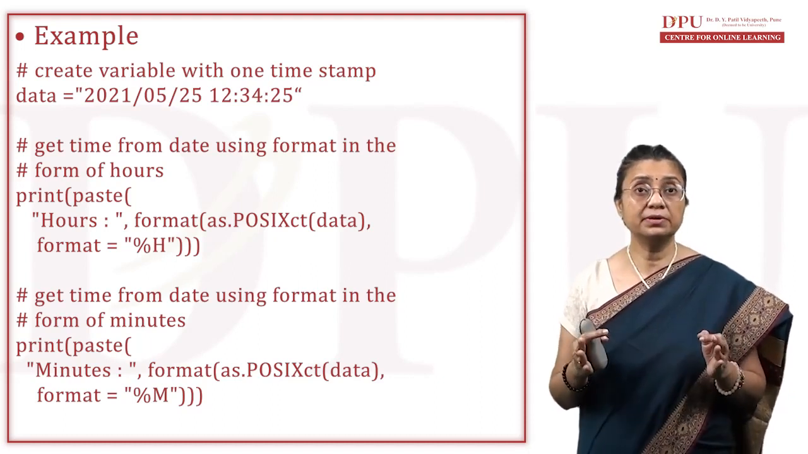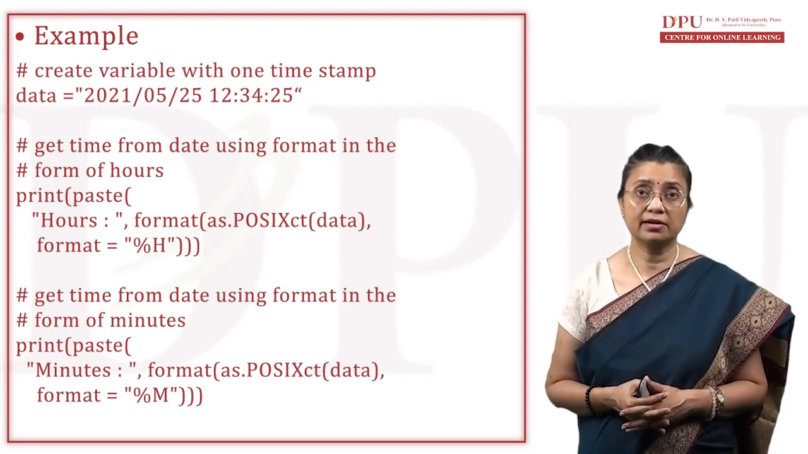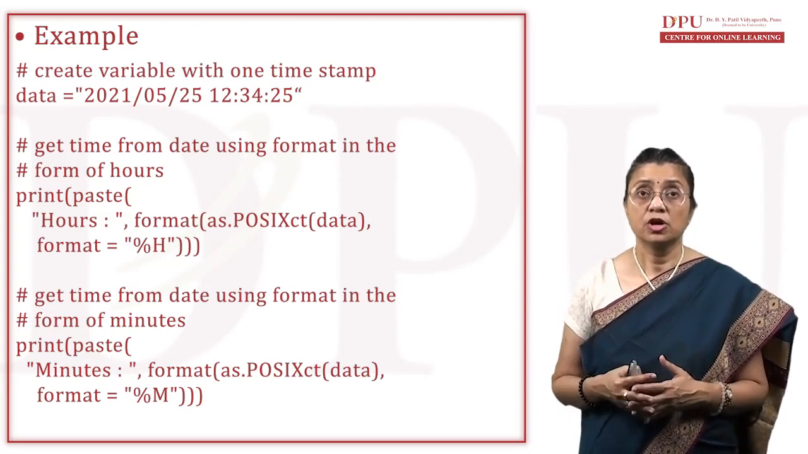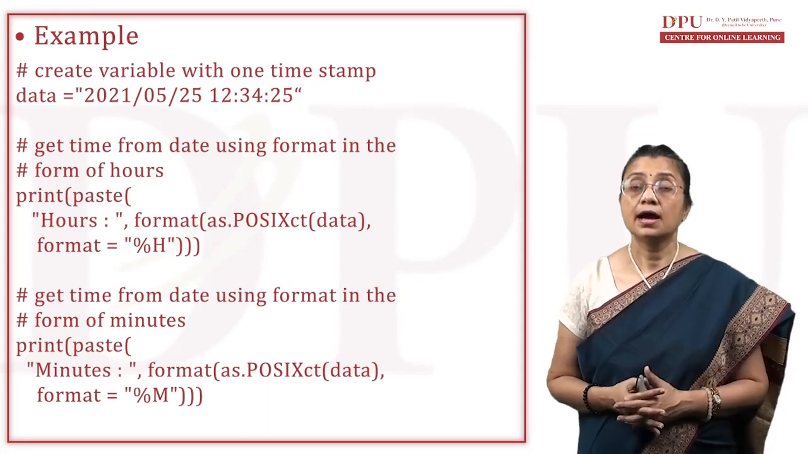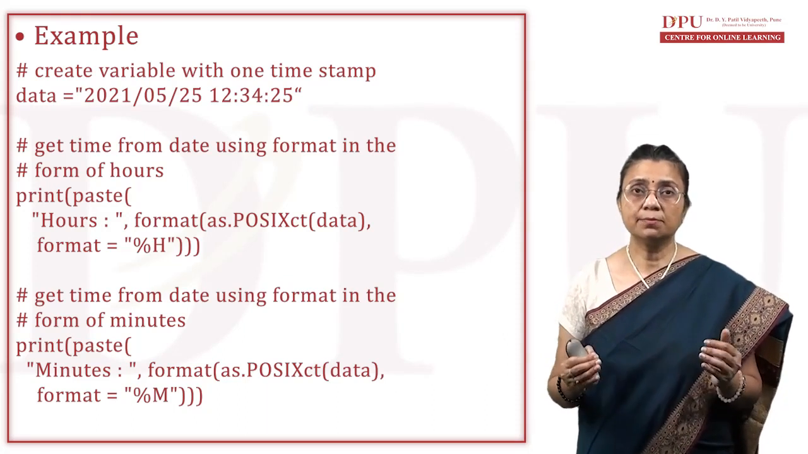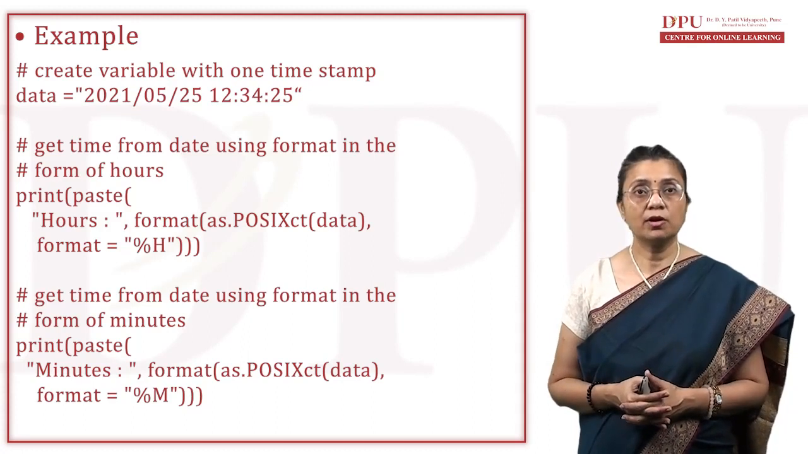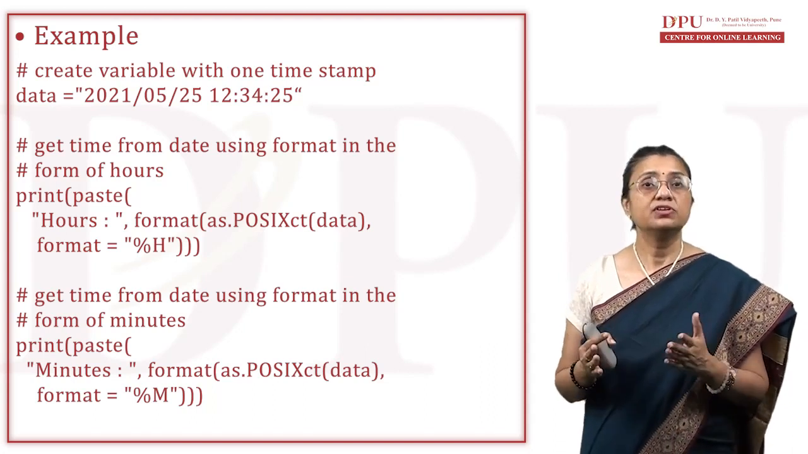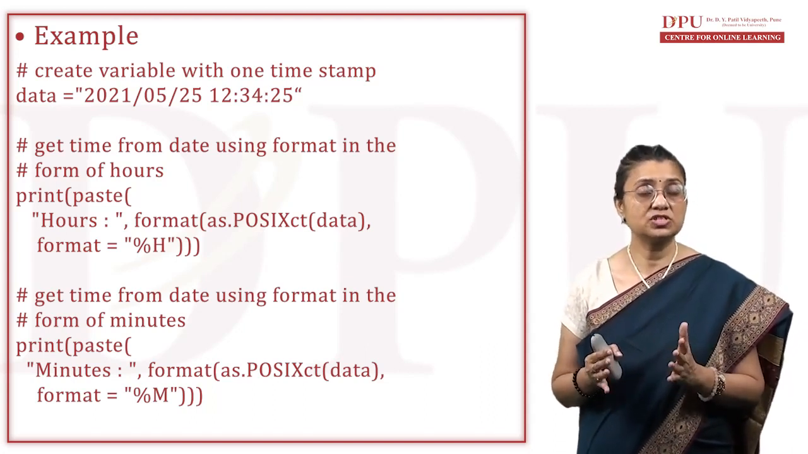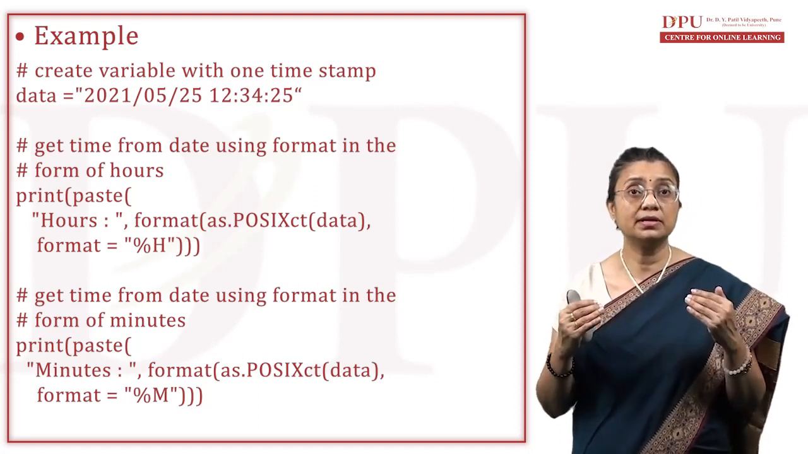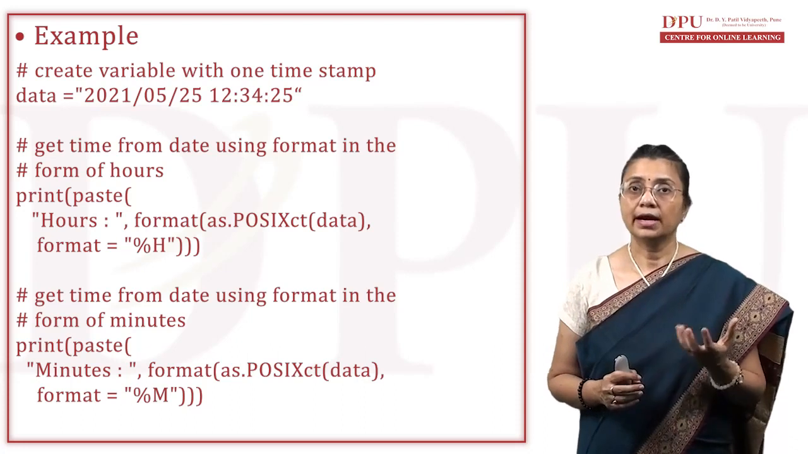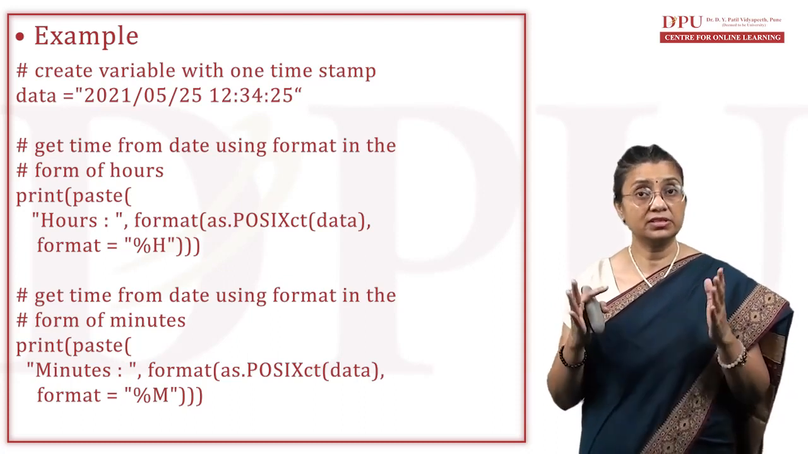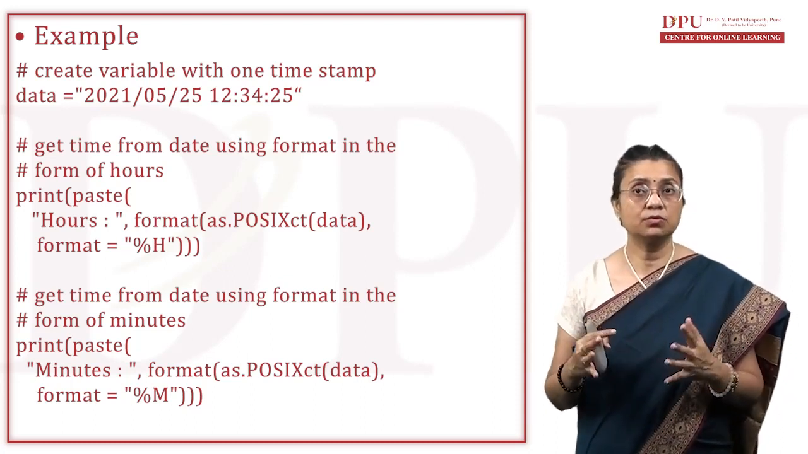So students, you have to keep track of brackets, otherwise definitely you will get an error on the screen. And brackets are extremely important when we are using multiple functions, or when we are using one function inside another function. So now, if suppose I want to get time from date using format in the form of minutes, what will I do? It is very simple. Again, print within brackets paste, within brackets minutes, which is my caption which will be printed as it is on the screen, comma, I call the format function. Within the format function, I call as.POSIXct with the data, and then comma, and format equals to %m.